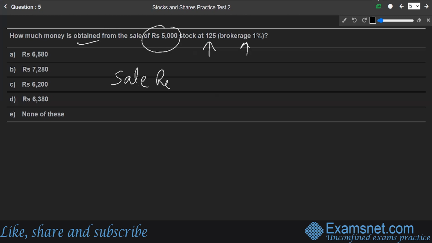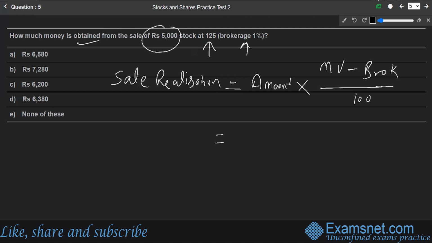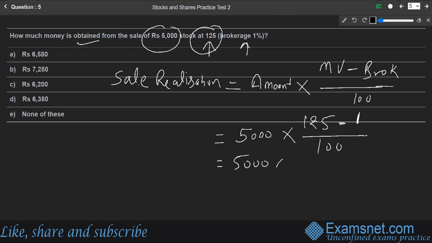The sale realization, or the money obtained, is directly related as amount into market value minus brokerage divided by 100. So this is the direct formula that can be applied here. We have got all the values with us. Amount is clearly mentioned as 5000 into market value of the share, stock at 125, that it is available in the market at 125 rupees, minus the brokerage being 1%, divided by 100.